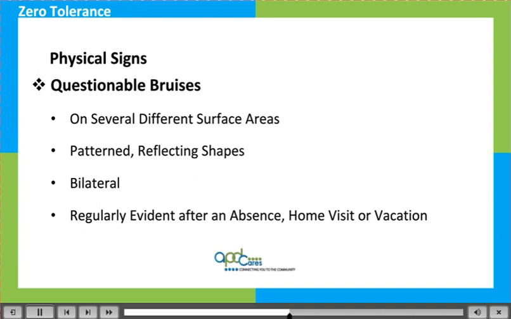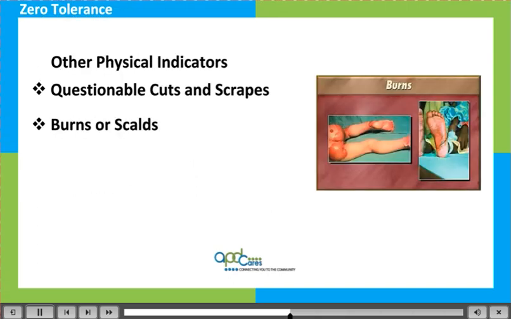Turn to page 43 in your participant's guide. Other physical indicators of concern include questionable cuts and scrapes. Frequent, repetitive, unexplained, or inadequately explained scrapes. Atypical locations such as mouth, lips, gums, eyes, external genitalia, for example, places other than palms, knees, or other areas usually covered by clothing. Pattern scarring that may be due to inflicted injuries such as whipping, burns or scalds. Patterned burns, for example, shaped like a cigarette butt or electrical appliance.